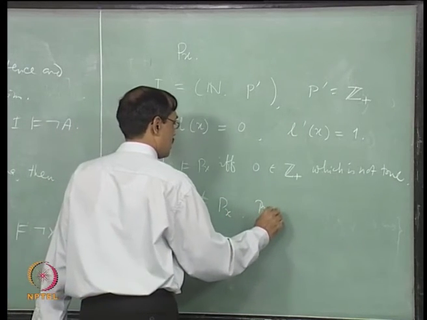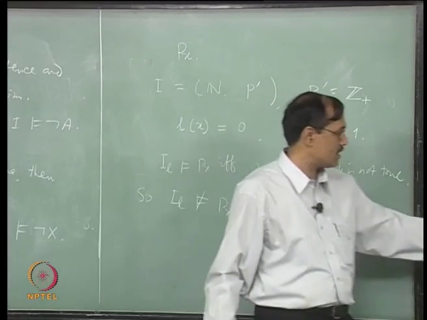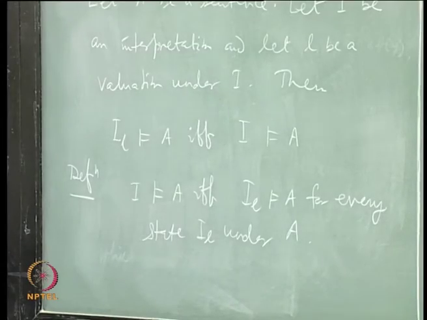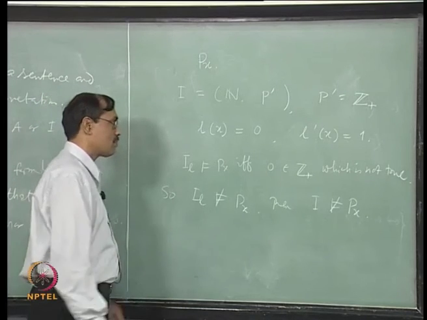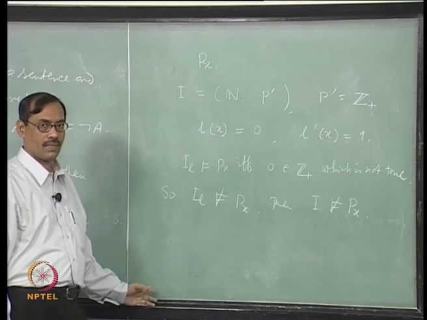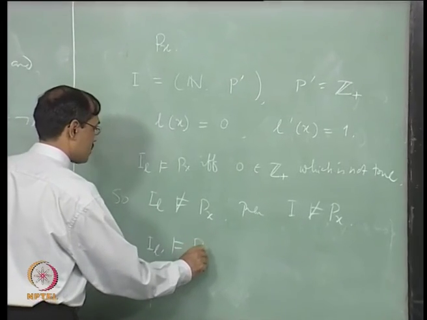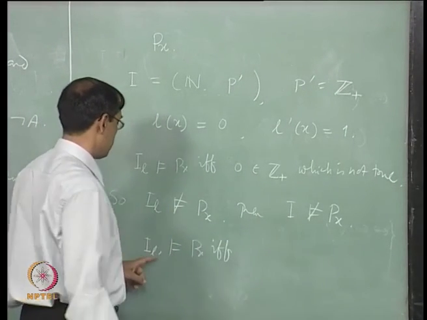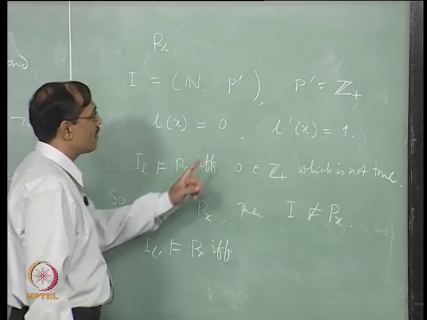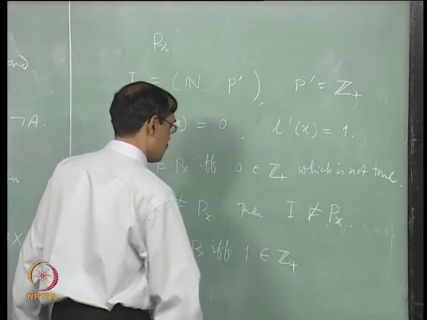Then I also does not satisfy P x, because by definition I satisfies a formula if and only if every state under it satisfies it. There is one state which does not satisfy it. Next, what about I L prime? Let us verify. I L prime satisfies P x if L prime of x belongs to P prime, right. So, L prime of x is 1, and 1 belongs to Z plus, it is so.